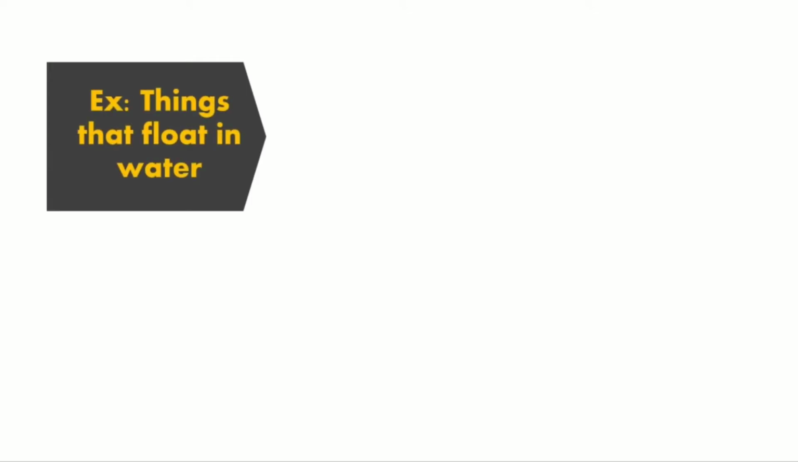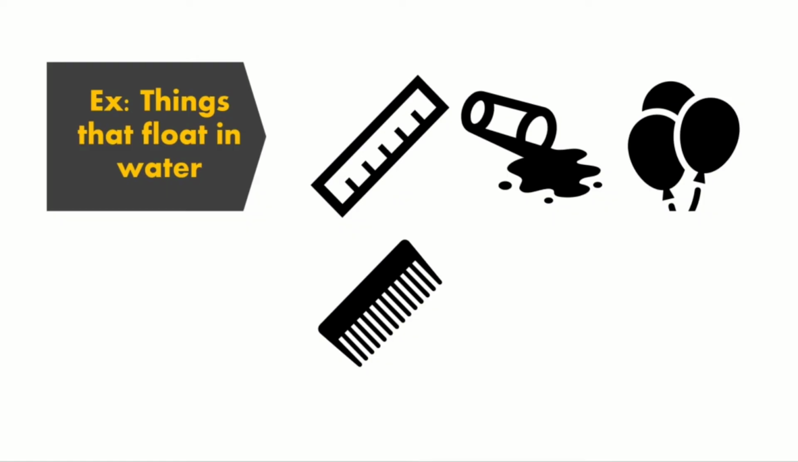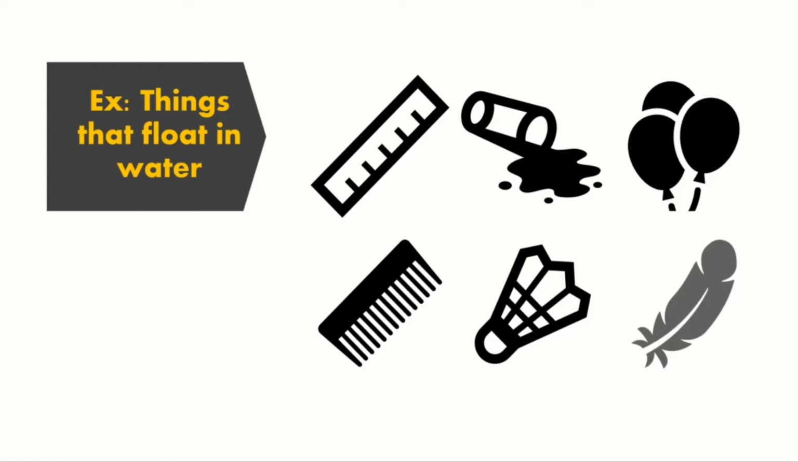And the things that float in water: plastic scale, small scale, plastic glass, use and throw glass. Balloons, plastic comb, shuttlecock, it is very light so it floats on water. And a feather, even that floats in water because they are very light.